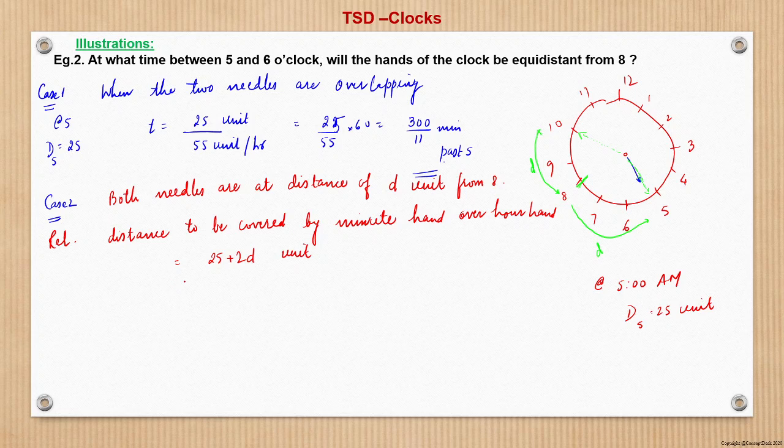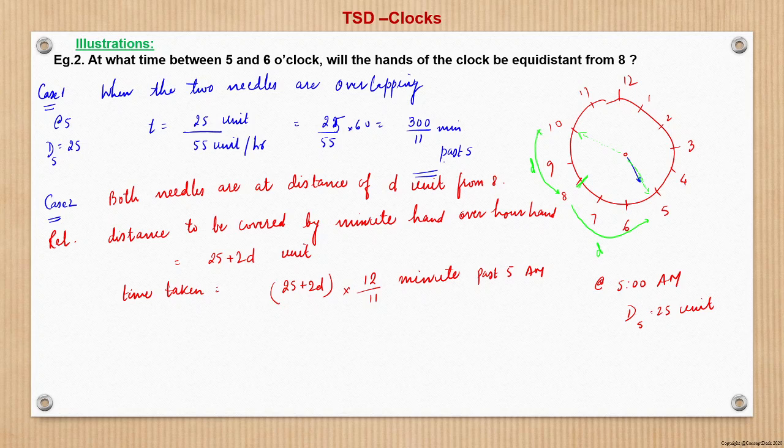Now we know, and this is a relative distance with respect to the hour hand. So the time taken will be what? For 1 unit we know the minute hand takes 12 by 11 minutes. So for this much it will be 25 plus 2d into 12 by 11 minutes, right? This is the time in minutes past 5 at which both will be equidistant from 8. Now further, how to find the value of d?